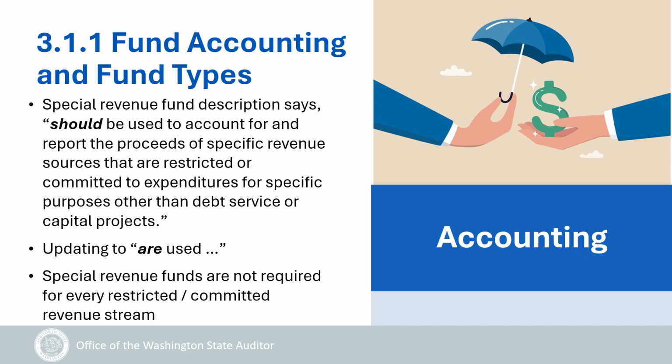We are updating the description to say special revenue funds are used to account for restricted or committed resources. It's a small change in wording, but an important clarification. We really don't want governments setting up a special revenue fund for every restricted revenue stream. That would be way too many funds to track.